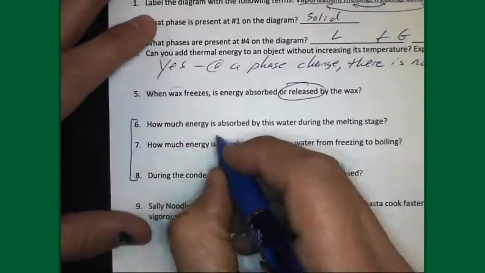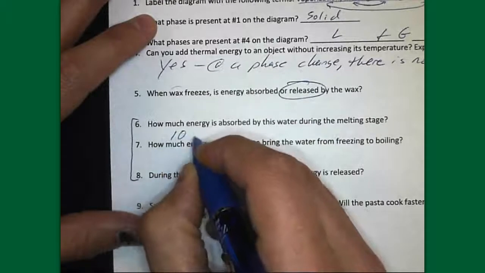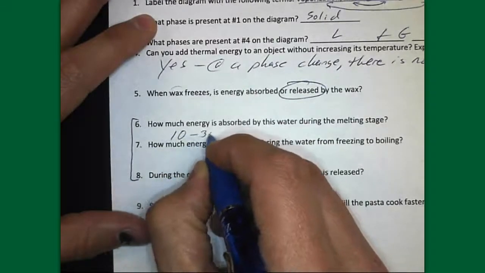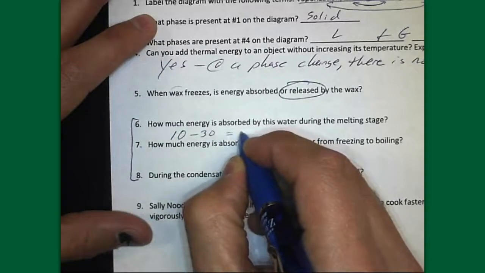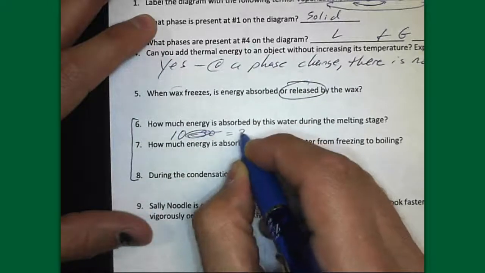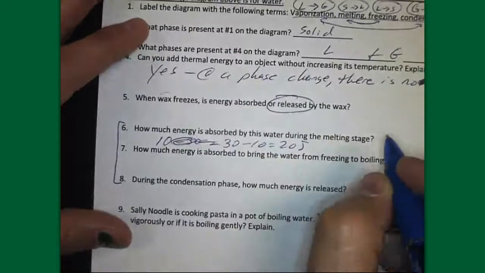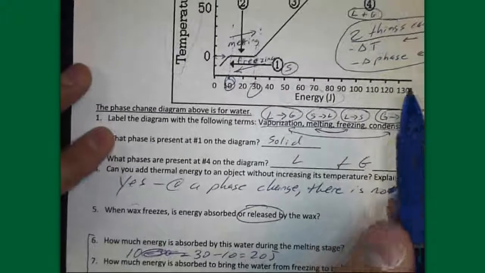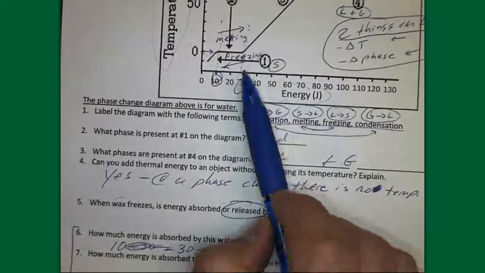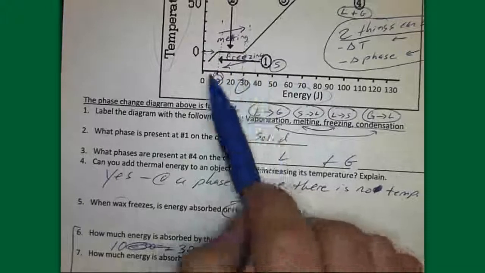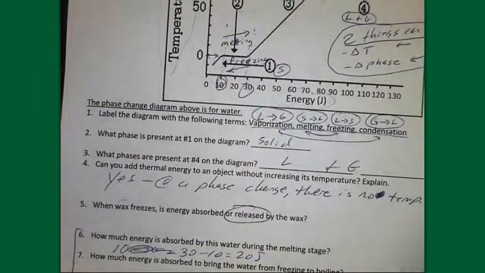Okay, so during the melting stage, you start with 10, and you end up with 30, and that's going to be, well, let's just do big minus the small. 30 minus 10 gives us 20 joules, right? In other words, all you need to do to answer these types of questions is to figure out where you're starting and where you're ending up, and what's the difference between there. How much energy was added, or how much was taken away if we go the other direction, right?